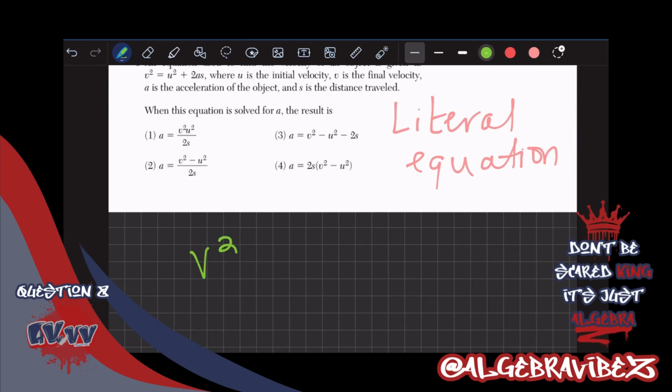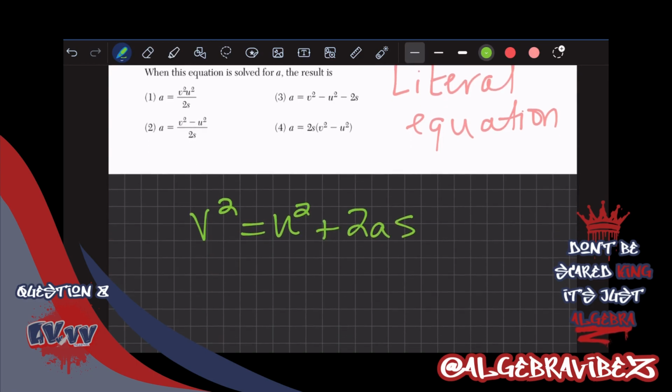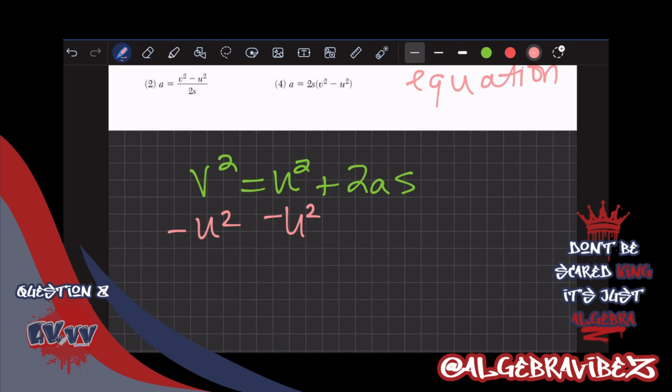v squared is equal to u squared plus 2as. So the first thing we want to do is isolate this 2as, and we're going to subtract the u squared and bring it over to the left side. And rewriting it now, we have v squared minus u squared is equal to 2as.